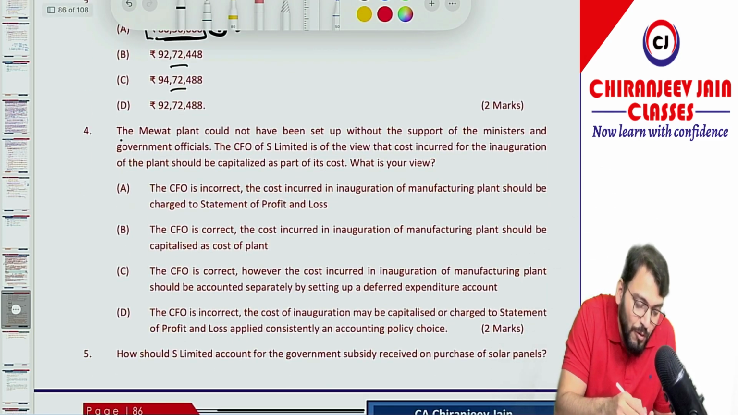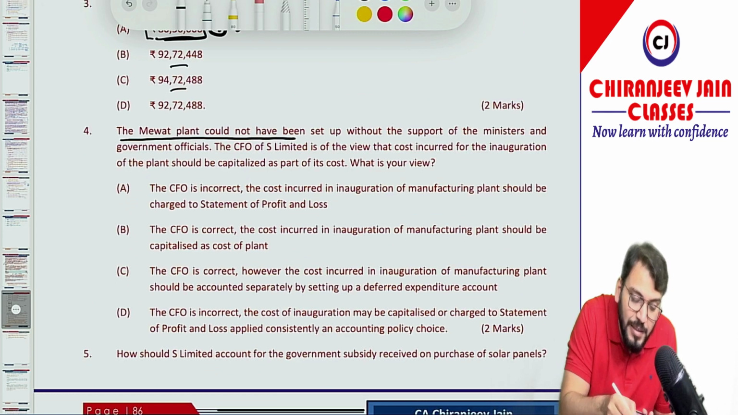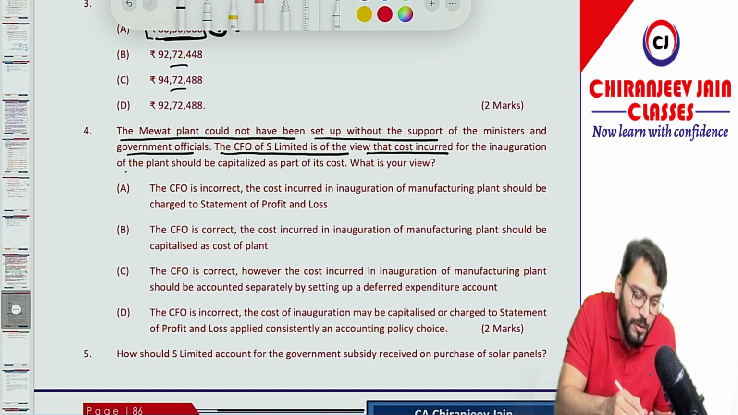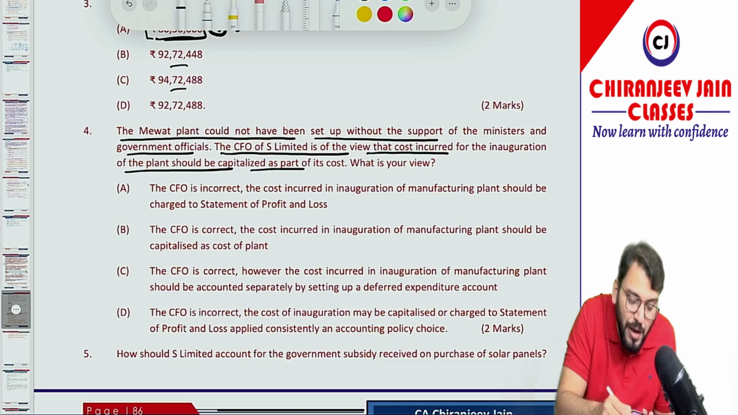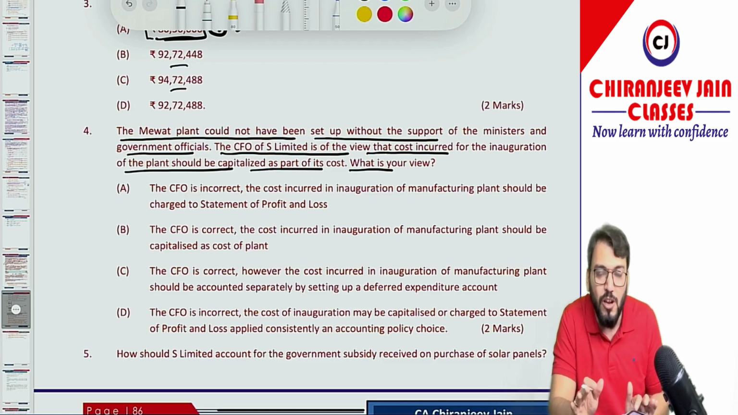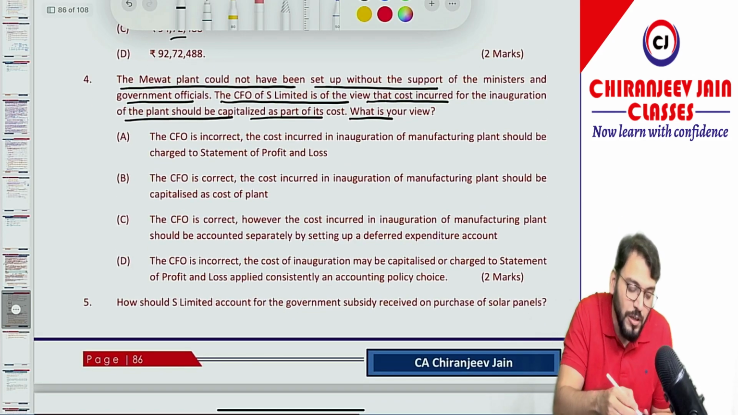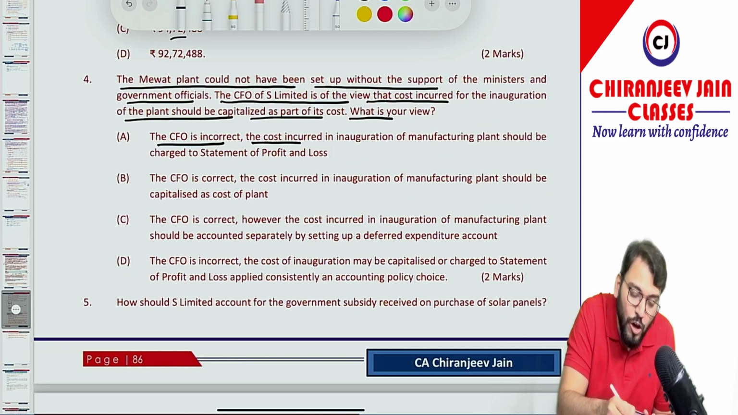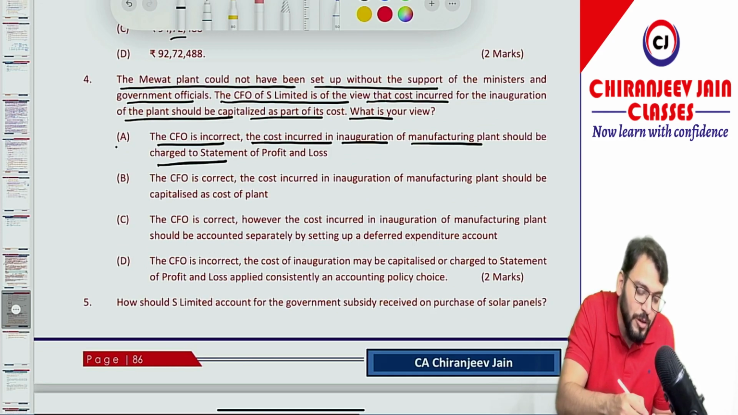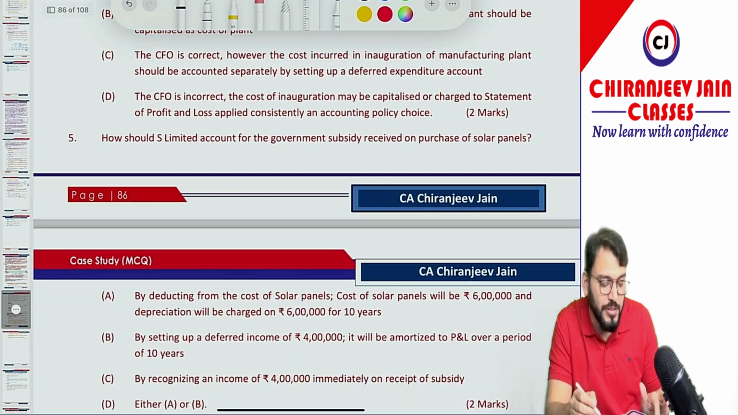Next point. The Mewat plant could not have been set up without the support of minister and government officials. The CFO of S Limited is of the view that cost incurred for the inauguration of the plant should be capitalized as a part of cost. What is your view? Of course, it will not be capitalized. It will be charged to profit and loss account. The CFO is incorrect. The cost incurred in inauguration of a manufacturing plant should be charged to the statement of PL. This is the only correct one. Option number A is correct.